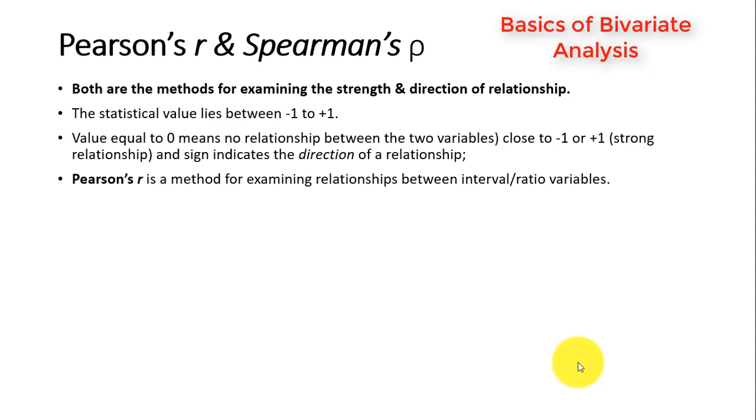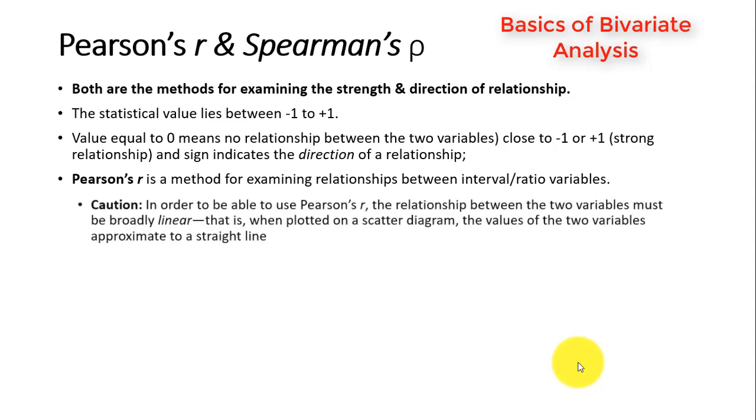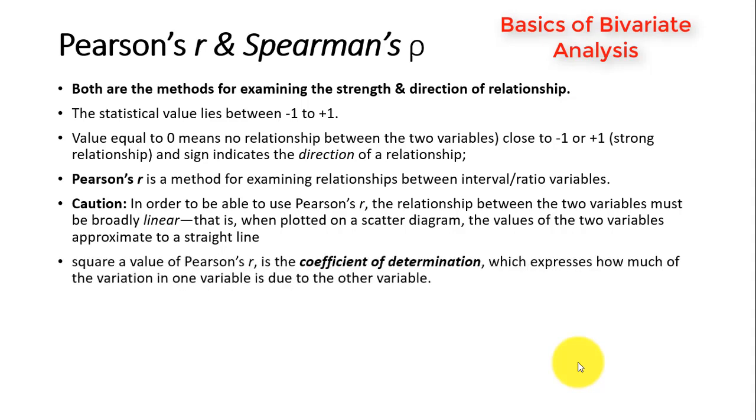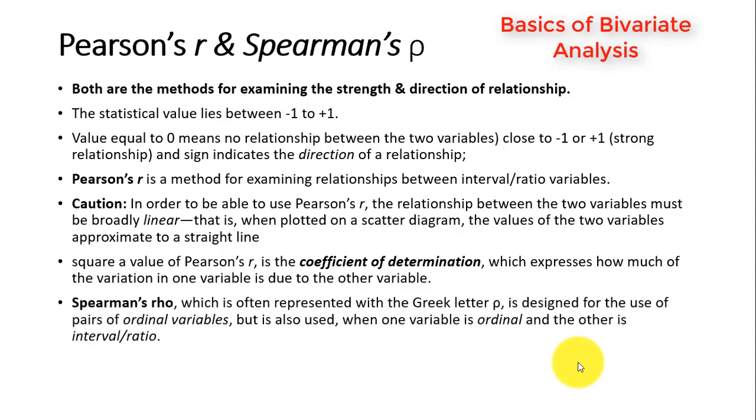Pearson's r is a method for examining the relationship between interval or ratio variables, but you must be cautious that in order to use Pearson's r, the relationship must be linear between the two variables, and this can be examined by plotting a scatter diagram for the two variables. The squared value of Pearson's r is the coefficient of determination, which expresses how much of the variation in one variable is due to another variable.